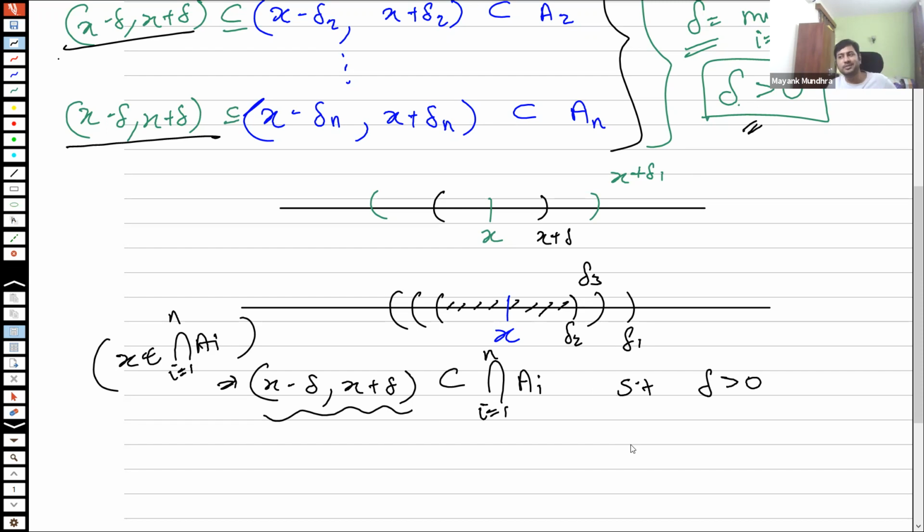So this completes the proof that a finite intersection of open sets is open. Now I'm spending too much time on this proof. The proof is not important, but the result is very, very important. It is so important that DSE asks it every alternate year. You can go through the past years, and you'll find this in one way or another. In every alternate year, they are going to ask something of this format. So it is absolutely crucial to know this.